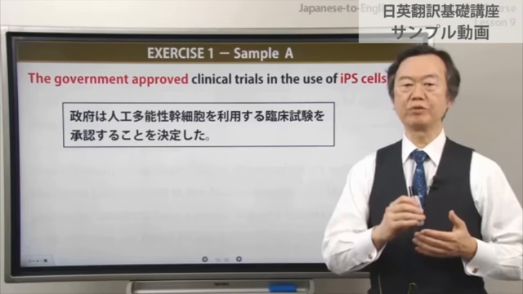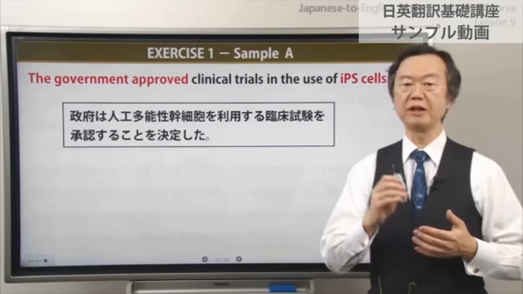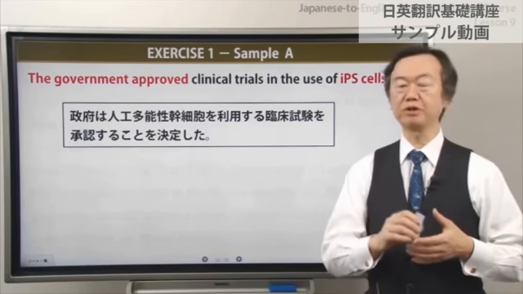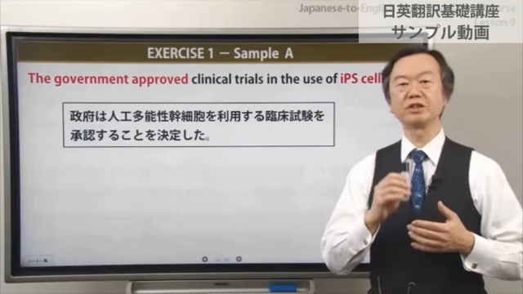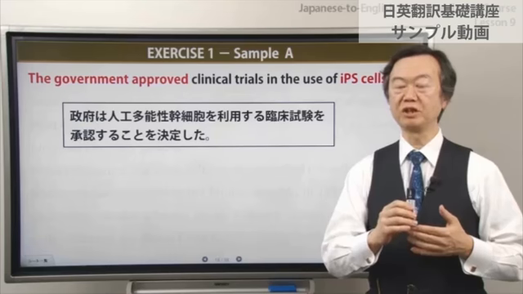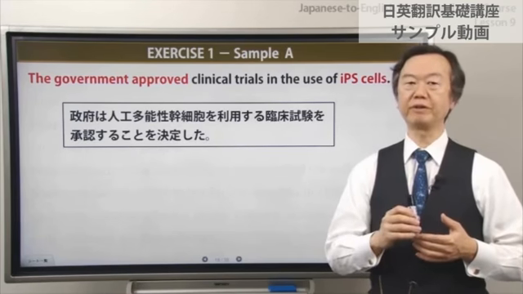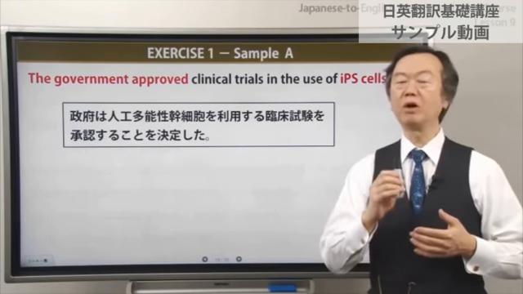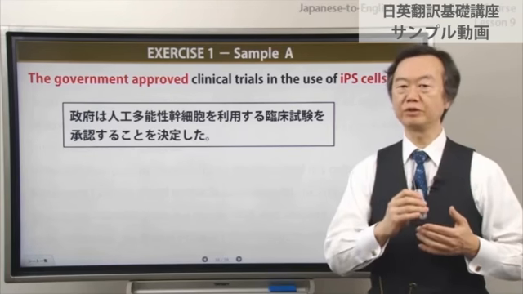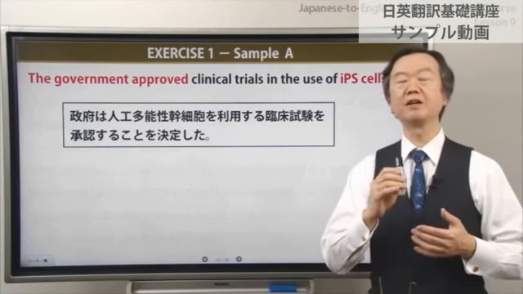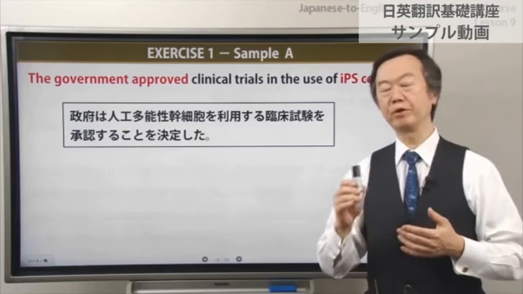Using the abbreviation for IPS cells in the first sentence may not be a good thing. The source text does not introduce the abbreviation until the second paragraph. There may be a reason why the author of the source text chose to use the full name, so I think the English should follow the same flow of information.